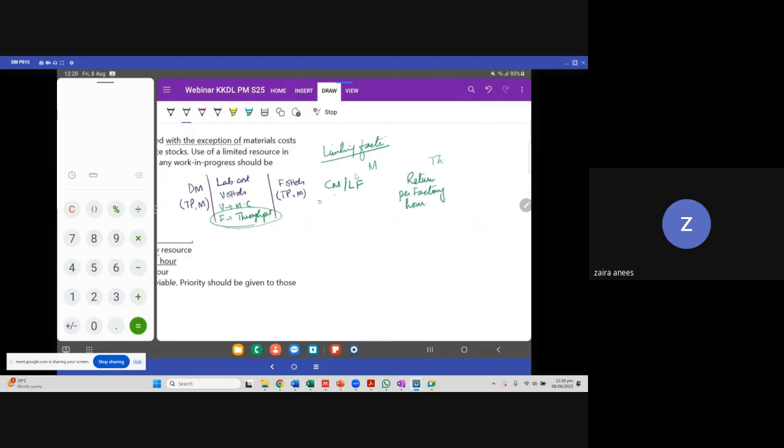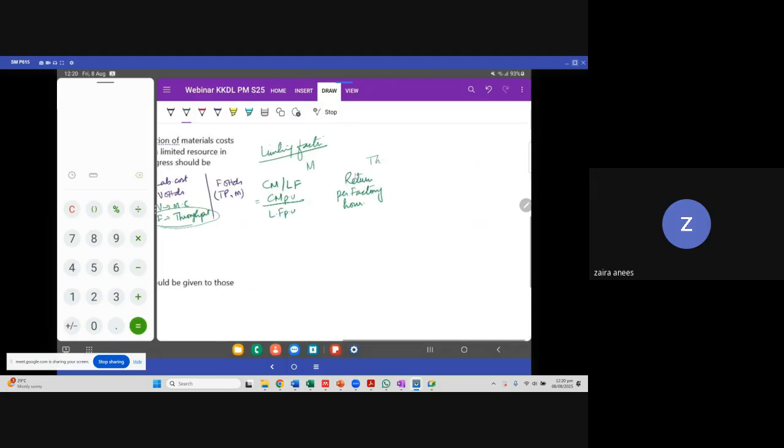Contribution per limiting factor is contribution margin per unit over limiting factor per unit. Return per factory hour is, instead of contribution, we take throughput. So we say throughput per unit divided by bottleneck time per unit. In throughput costing, we don't call it limiting factor, we call it bottleneck. And if some product has a high return per factory hour, we say that it's more beneficial. We will do it in a question right now.